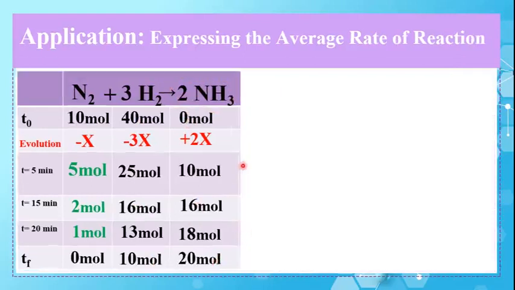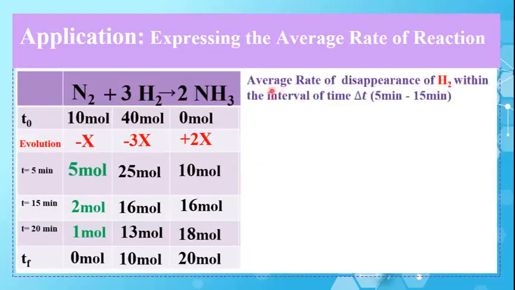We will use this table to determine the average rate of disappearance of H2 within the interval of time 5 minutes, 15 minutes. First, H2 is a reactant, so the average rate of disappearance of H2 in the interval of time 5:15 is equal to minus delta n of H2 over delta t. Minus, since H2 is a reactant, so delta n will be negative. To have a positive value for the rate, we put minus here.